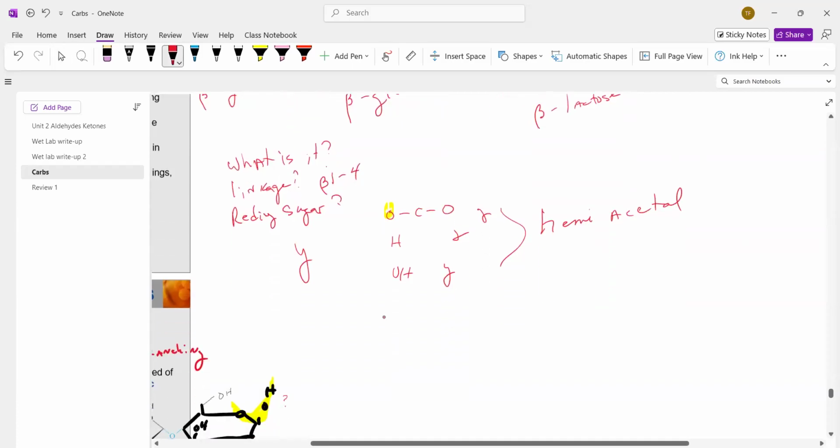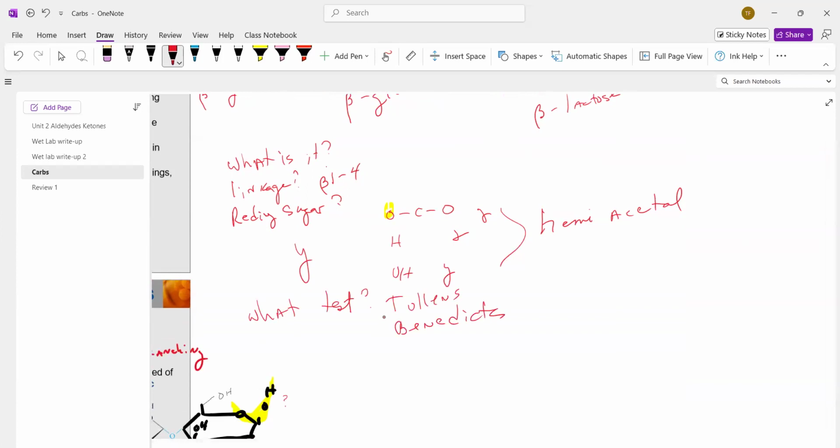Okay. Number 2, what test would you use? Okay, there are 2 tests, Tollens and Benedict's. When we do the lab, there's a couple more tests you can do also. But for right now, in Unit 2, we're talking about Tollens and Benedict's. Okay, let's do Tollens, because you've done Benedict's more than once before. So let's look at Tollens.